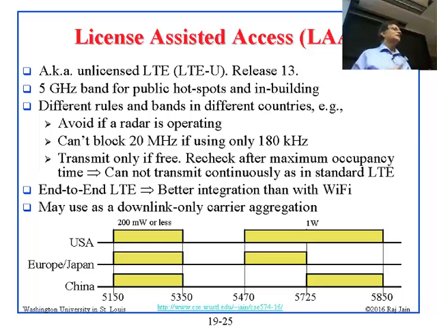And this will be particularly used in public hotspots and in buildings. And there are rules in different countries. In some countries, some of these 5 gigahertz bands are used for radar and things like that.